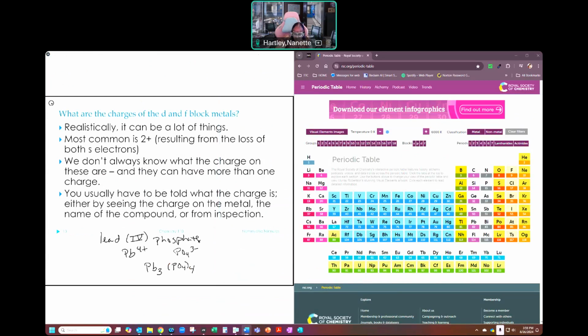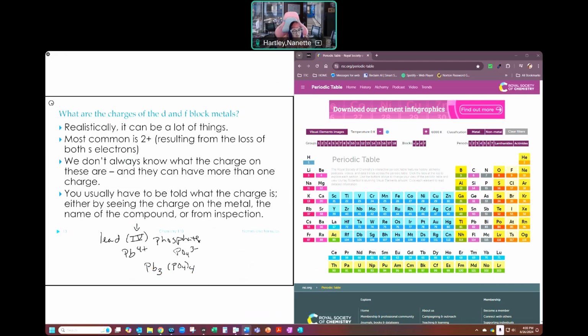But that name, lead 4, indicates the charge on the lead. Okay, so that's one way. If I were looking at this formula right here, this formula would tell me that the charge on lead has to be 4+. Because if it's not 4+, then I wouldn't need to have 4 of the phosphates. And I know that the charge on the phosphate is 3- because that's what's in my table.